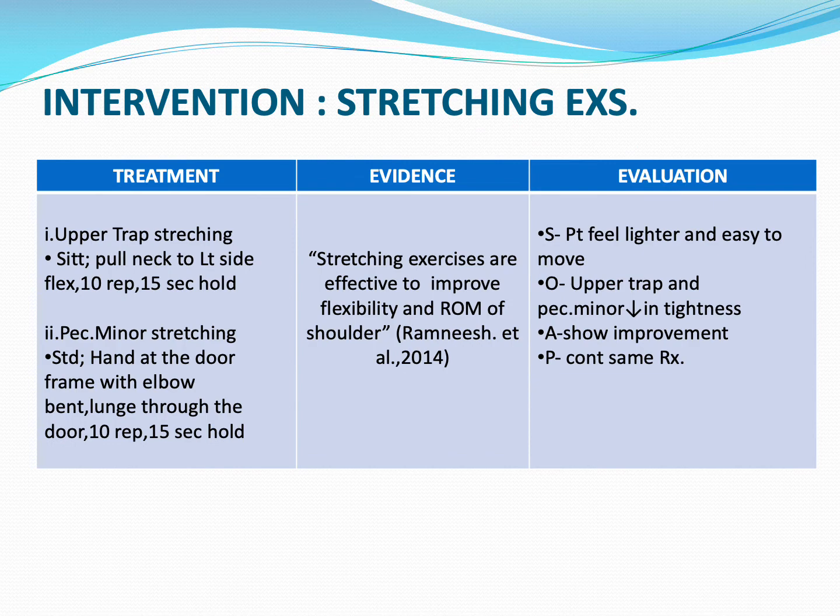Then after doing MFR, another way to improve flexibility of these muscles, the upper trap and pec minor, is that I taught this patient upper trapezius stretching exercise and pectoralis minor stretching exercise. After the stretching exercise, I evaluated the patient again. The patient claimed to feel lighter and easier to move. Then I did the muscle length test again. What I found is a reduction in tightness of upper trap and pectoralis minor muscle.